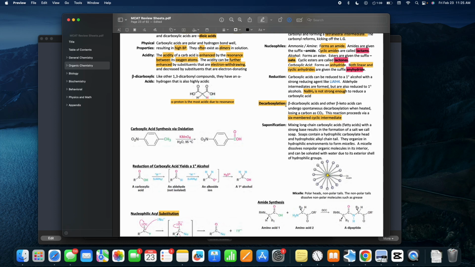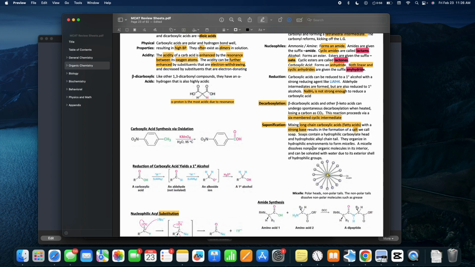And then we have saponification. Saponification, mixing long chain carboxylic acids, fatty acids, with a strong base results in the formation of a salt we call soap. So soaps are salts. Hey, who didn't know that? Mixing long chain fatty acids with a strong base gives us soap. Soaps contain a hydrophilic carboxylate head and a hydrophobic alkyl chain tail, just like what we have in our cell membrane.